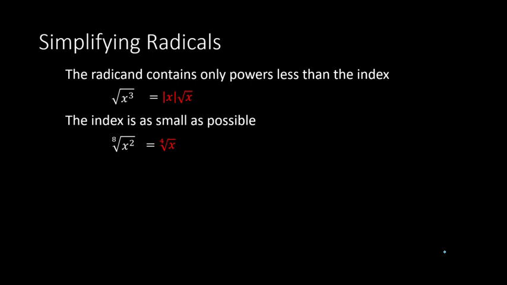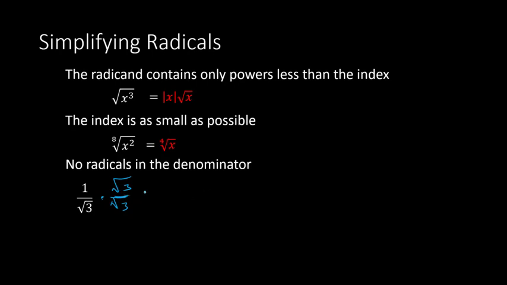Now a third thing to take into account when simplifying is that there should be no radicals in the denominator. So here we have 1 over the square root of 3, and we need to what we call rationalize this radical. So we need to get rid of the radical in the bottom by multiplying by something that will eliminate it. So for a square root, we would want to multiply by the square root of 3 on the top and on the bottom.